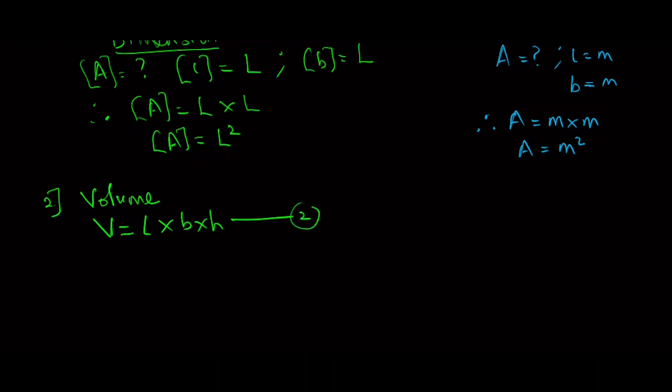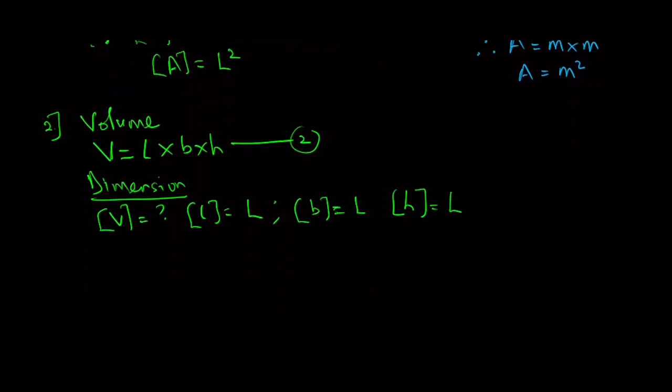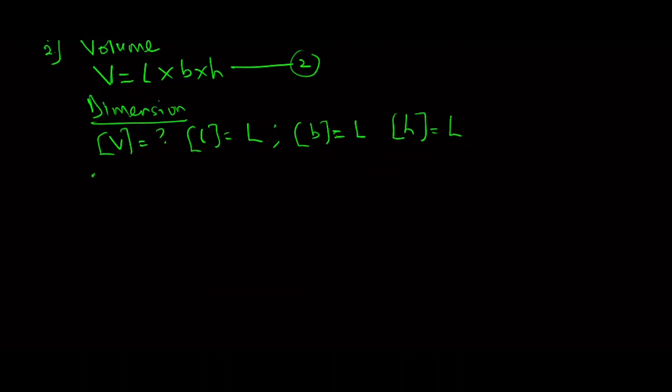That being the case, let's find the dimension, and we should also get the unit. The dimension of volume is unknown yet. Dimension of length is capital letter L. Dimension of breadth is capital letter L as well. Then dimension of height is L. So we can say that dimension of volume is going to be L times L times L, and dimension of volume becomes L cube.